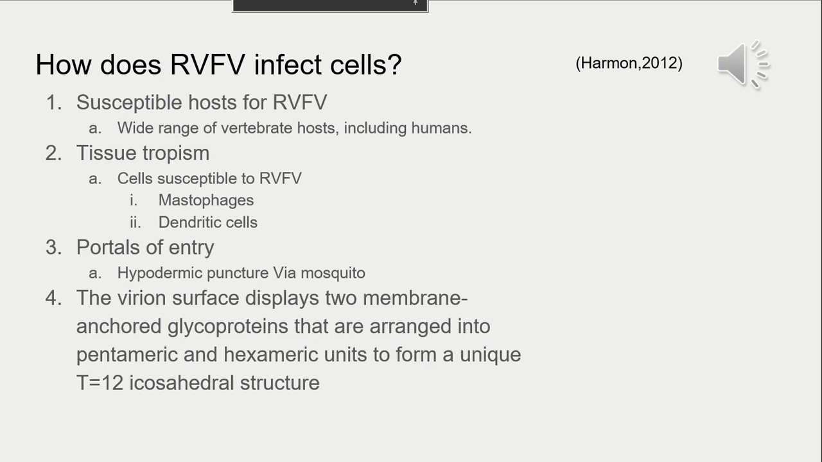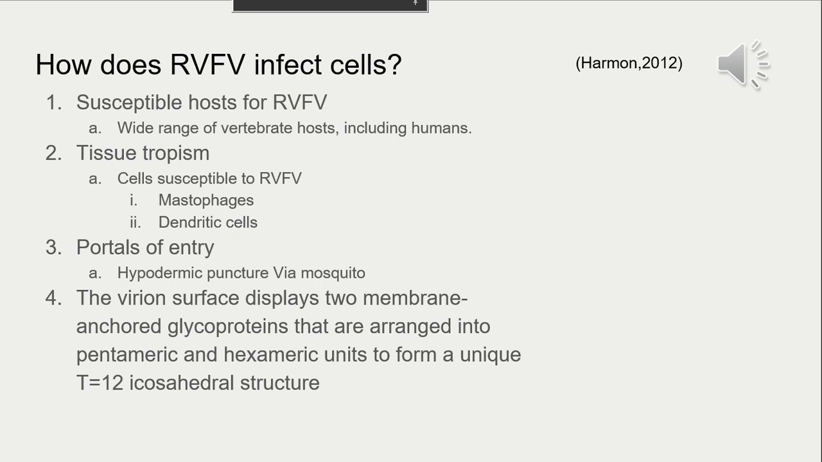How does Rift Valley fever virus infect cells? So the susceptible host for Rift Valley fever virus, it has a wide range of vertebrate hosts, including humans. The tissue tropism involves dendritic cells or macrophages. It looks for the DC-SIGN on a cell surface to bind to. The portal of entry for this virus, we usually see it from mosquitoes. Mosquitoes will puncture through the skin into your circulatory system, giving direct access to these cells.